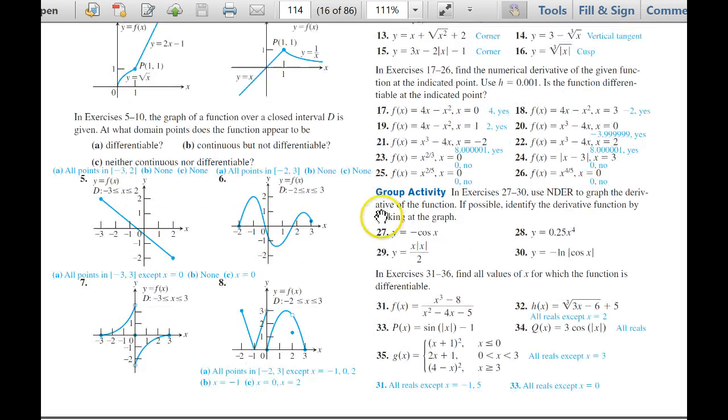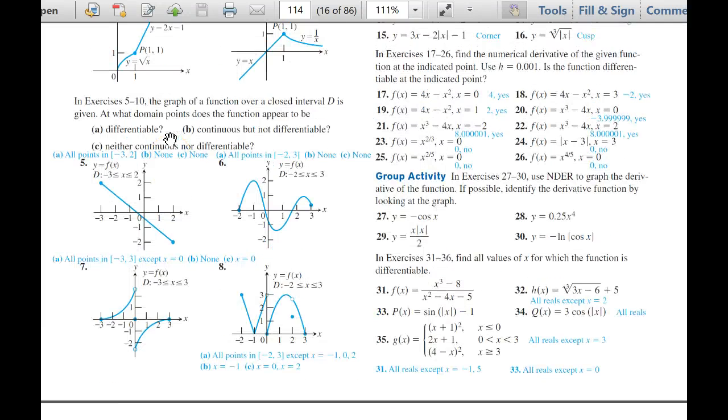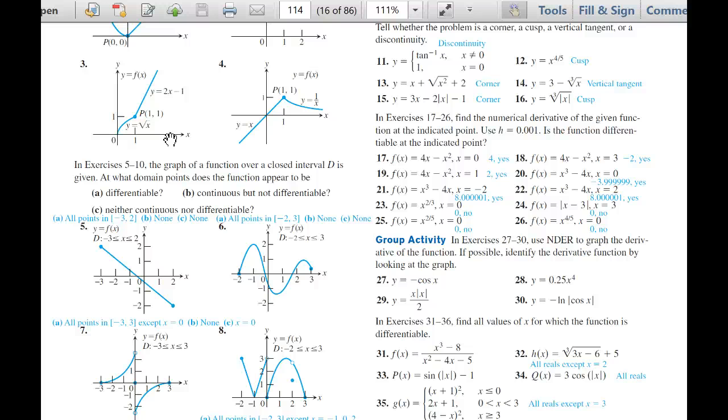And then jumps to 31. We're gonna have to do all of them. Now it's 11 to 16 on the graphing calculator. Oh, did I skip some? Oh, I skipped the evens.